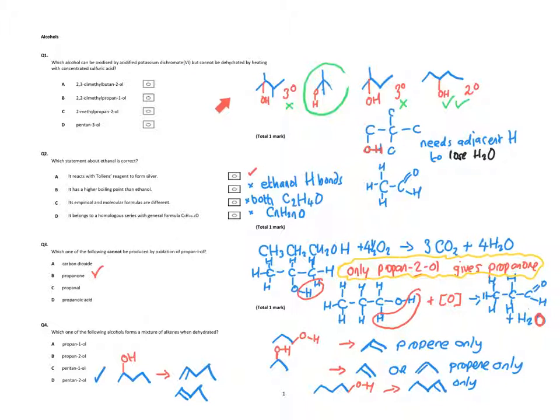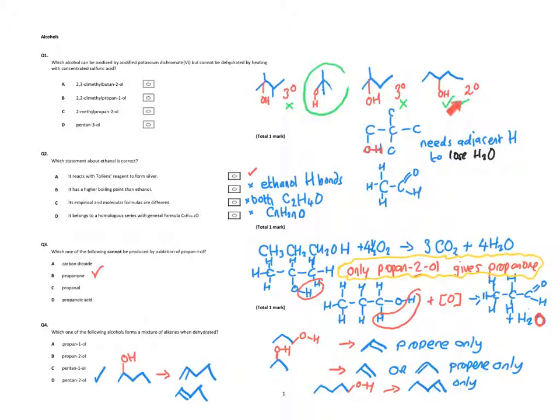So once we draw the structures out, we can see that 2,3-dimethyl-butan-2-ol is a tertiary alcohol, and so is 2-methyl-propan-2-ol. So they can't be oxidized, so we can eliminate those. Next, we can see that pentan-3-ol is a secondary alcohol, so that can be oxidized, and it can be dehydrated.